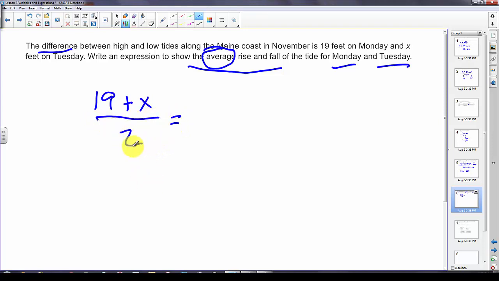So this expression, 19 plus x divided by 2, and if I wanted to, I could put the 19 plus x in parentheses, but I don't have to, is going to give me the average rise and fall.